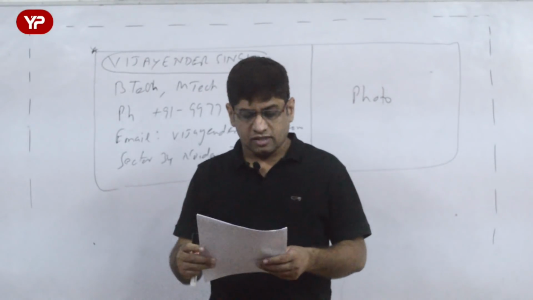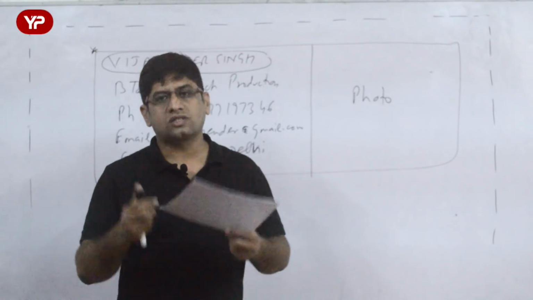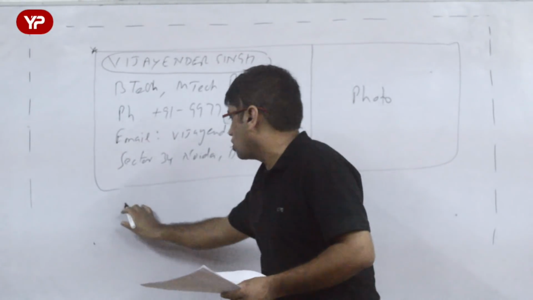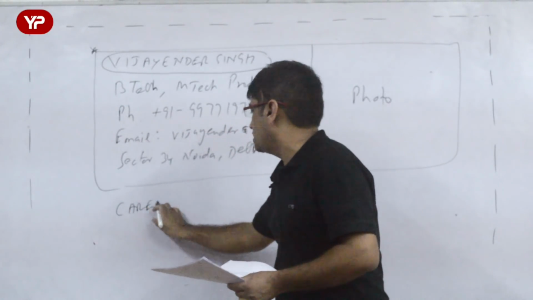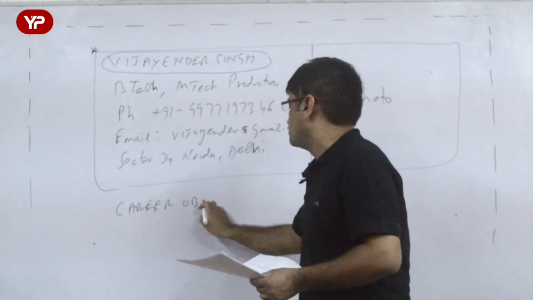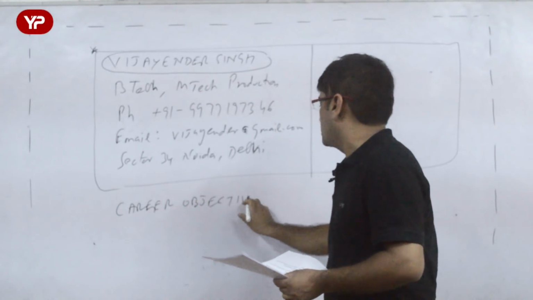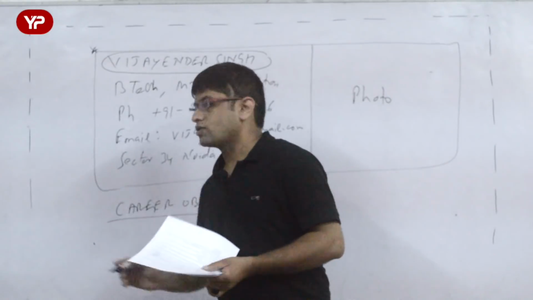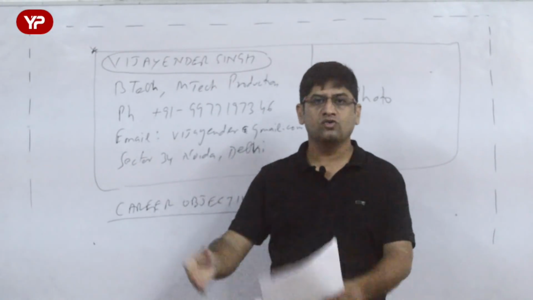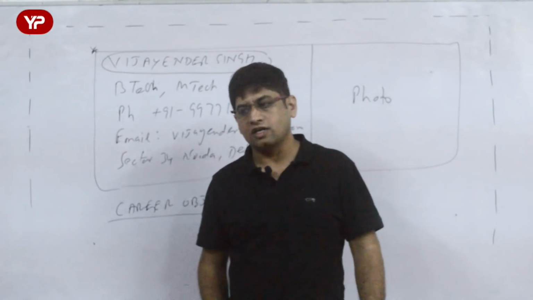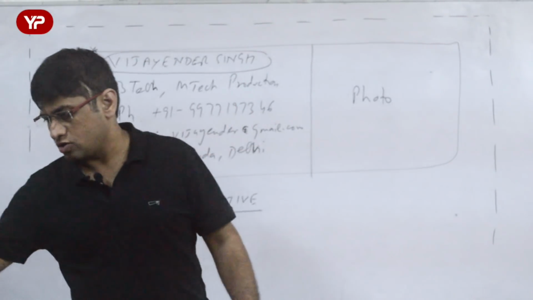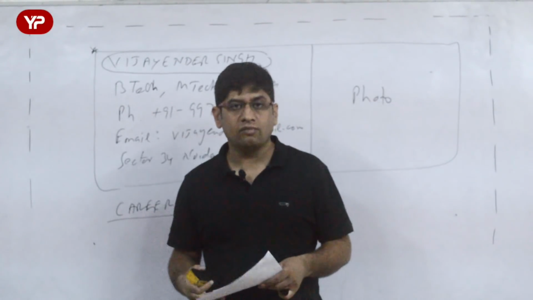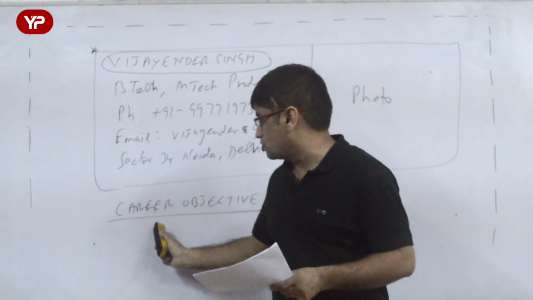That is the first part. Second, the moment you start writing, you have to write your career objective. Whatever you want to tell, you have to write in the career objective. What you want to reflect is your aim, your ambition for the organization.